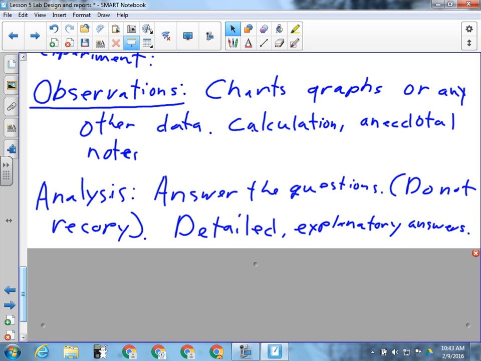Okay, and then in analysis, most of the time for you guys, there'll be analysis questions that you'll have to answer, okay, or there'll be calculations that you'll be asked to perform. Okay, so that's what would go in there. That's taking the observations and doing something with them, right? That's what the analysis is all about. Okay, if it's asking you to explain something, then you need to have a detailed answer.